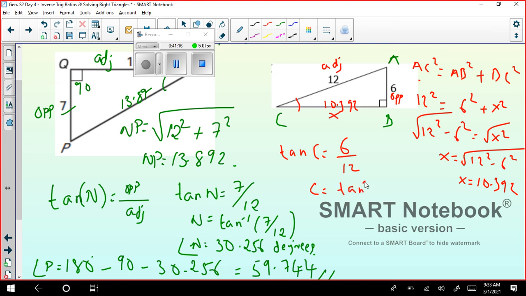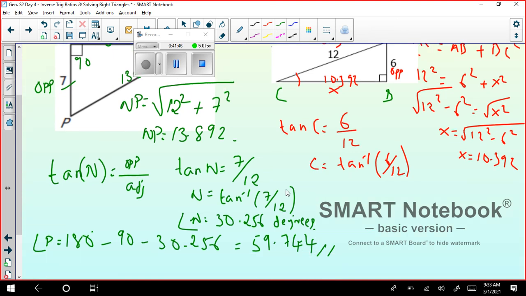That is from the definition of the inverse trigonometric function. If I have tan x equals some number, then x equals tan inverse of this. That is from the definition of tan inverse. So tan inverse of 6 over 12. If I perform that, I get 26.565. I get angle C as 26.565. Angle C equals 26.565 degrees.